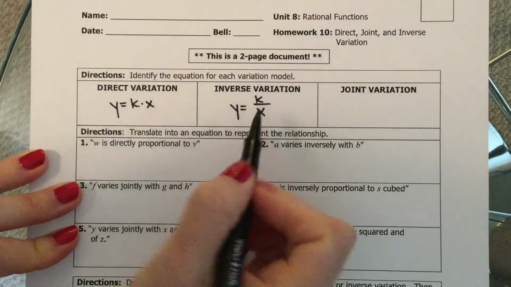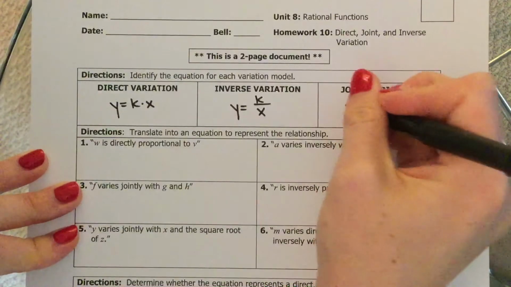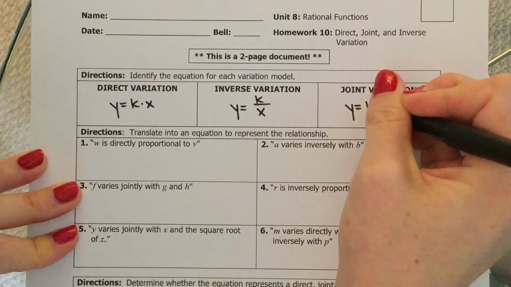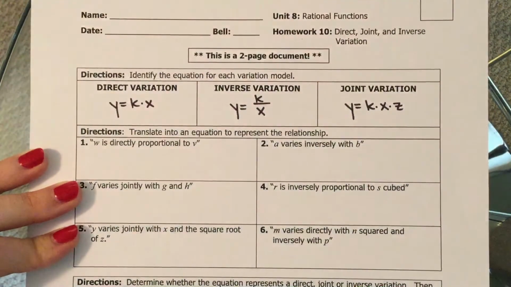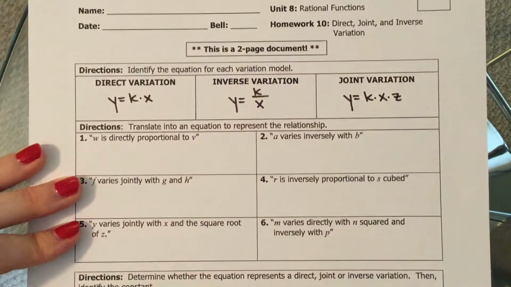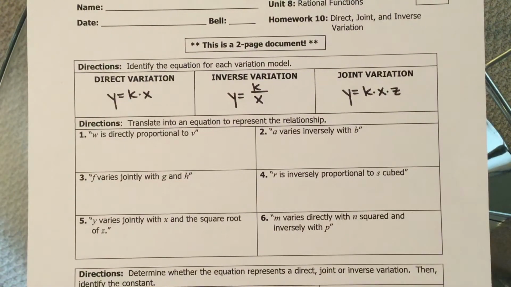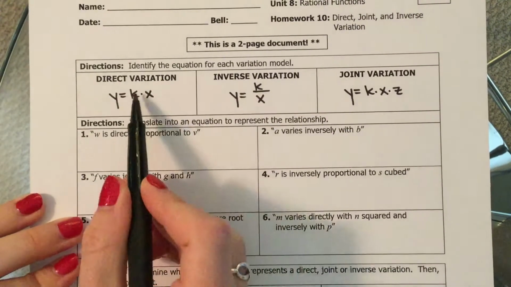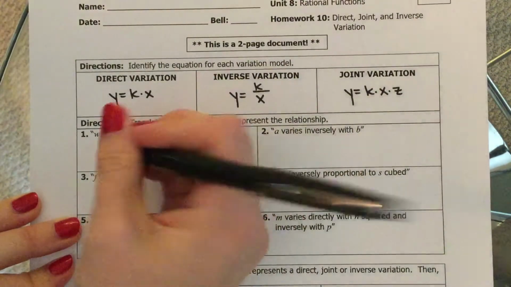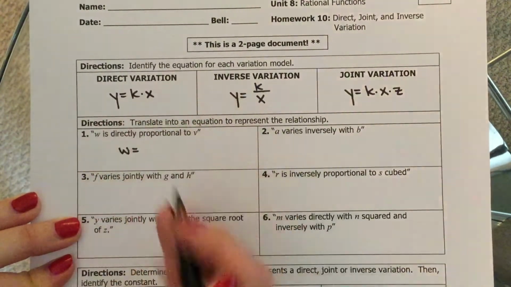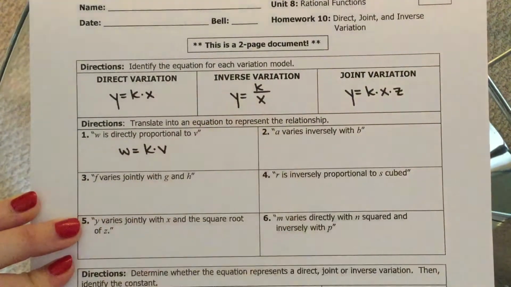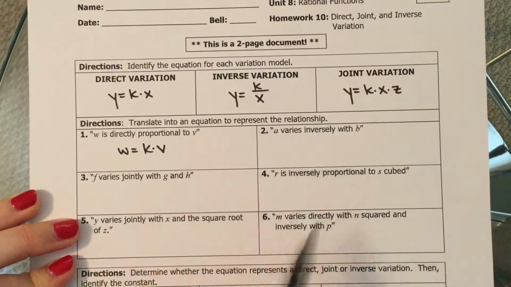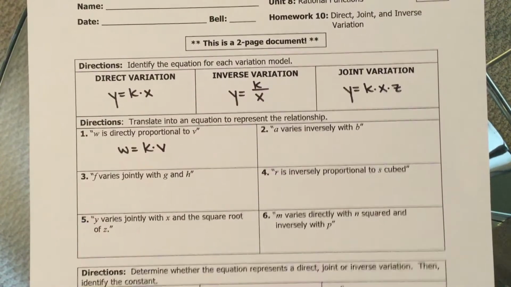It's an inverse relationship. And then jointly just means that it's set up like direct variation, except there are two variables instead of just one. And then you could have a combination of these two that could pop up as well. All right, so translation. W is directly proportional to V. So directly proportional would be this scenario right here. And really all that's happening is you have W is, and then this is the direct setup. So directly proportional to V, like that. Okay, so you can do the same sort of thing for everything else in this section.